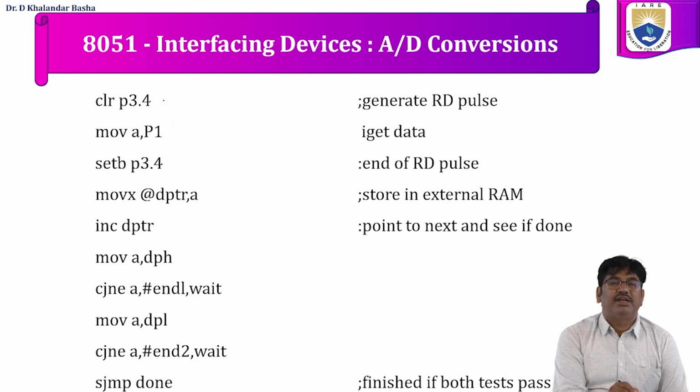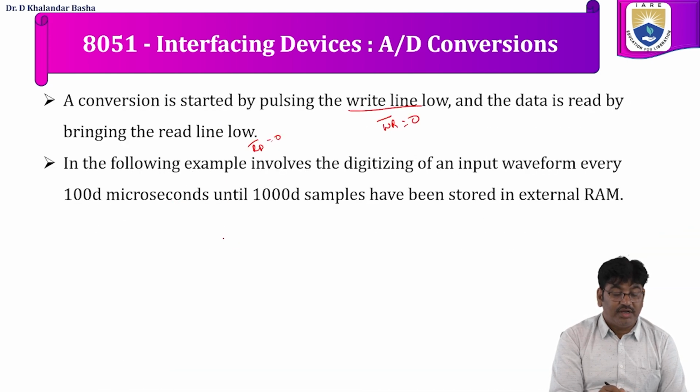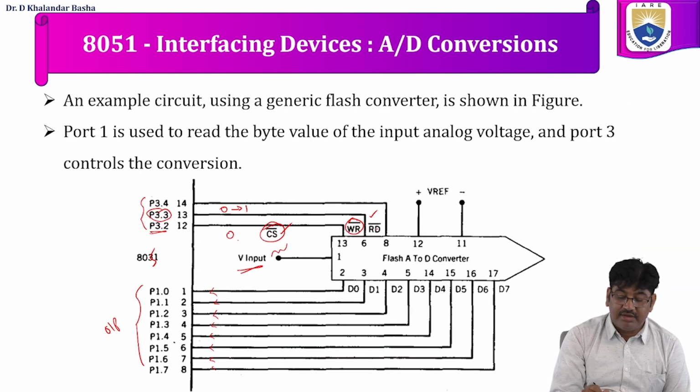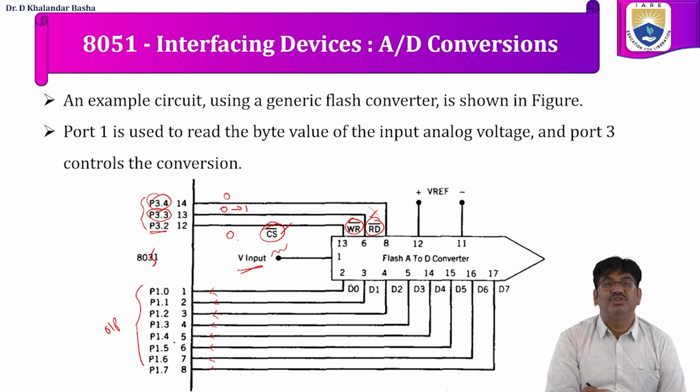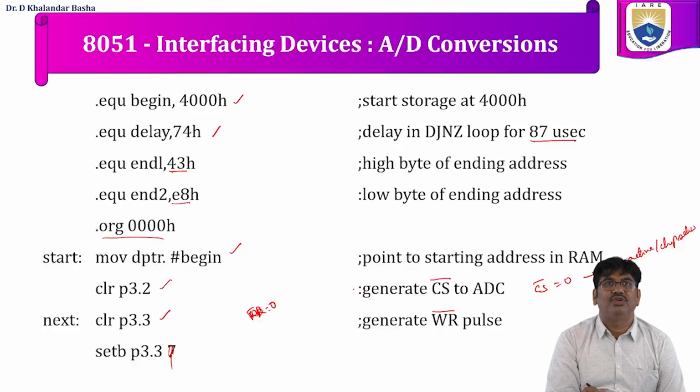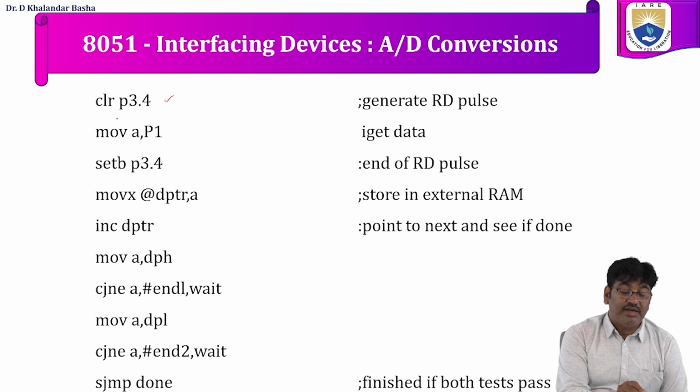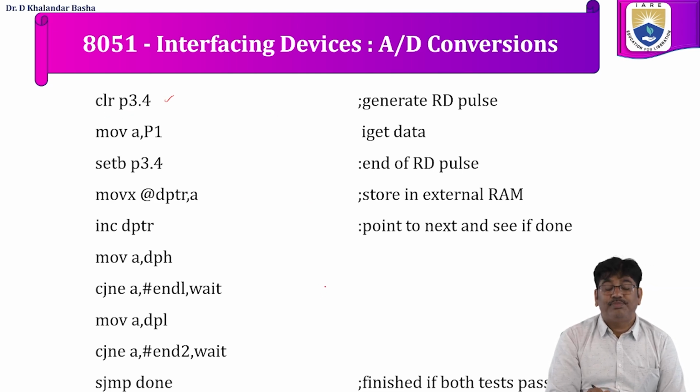Next we have to generate the read pulse. In the figure, the read pulse is connected to P3.4. If you observe, this read pulse is an active low signal, so a value of 0 will make the read signal active. For that, we write the instruction CLR P3.4. When we clear P3.4, it will generate a read pulse.